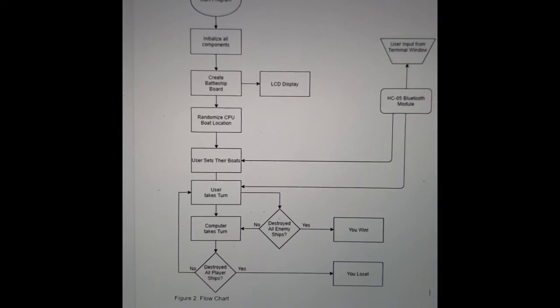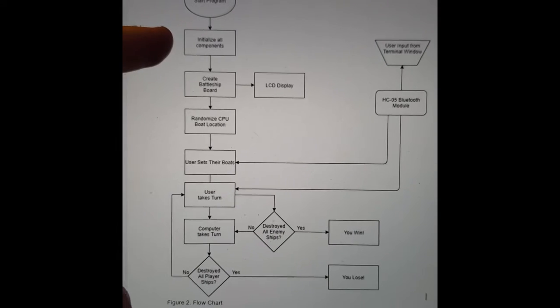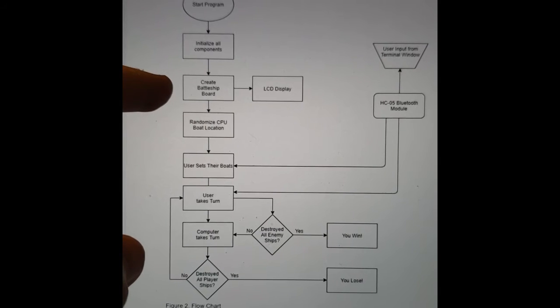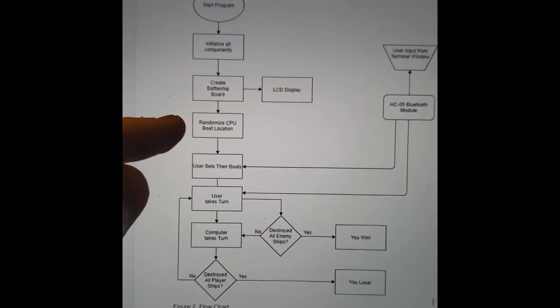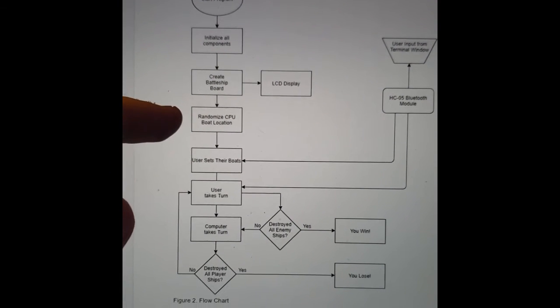Our flowchart of the code. Like most Battleship, you start the game, and this is where we have to initialize all our components, and we create our board. Since we don't have a physical board, we have to make sure that we remake it each time, and this goes straight to the LCD display. Then we have to randomize the CPU's boats. Since we are inputting ours, we want to make sure that the computer's are set first, so there's no issues.